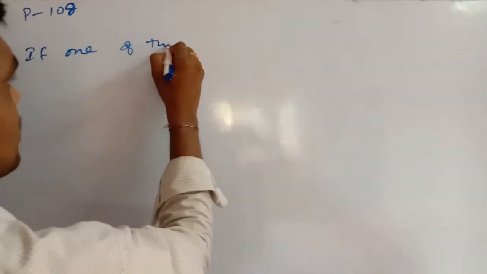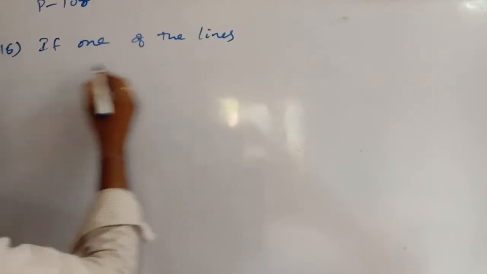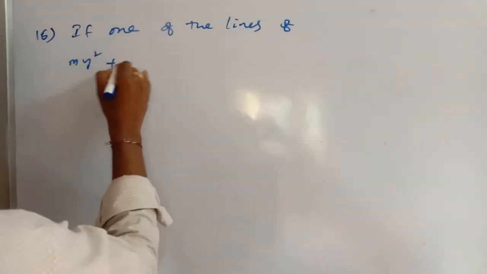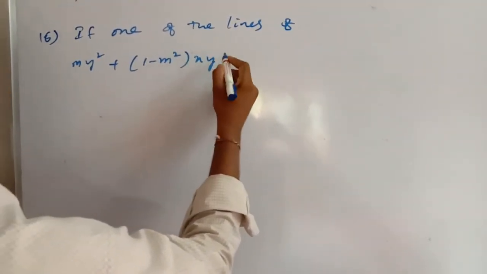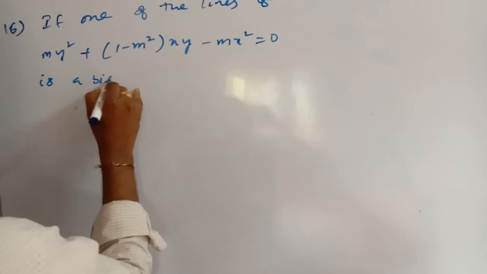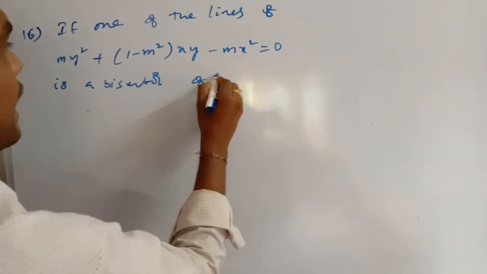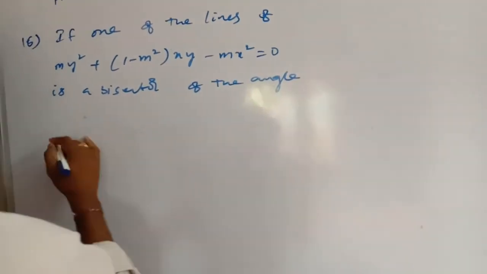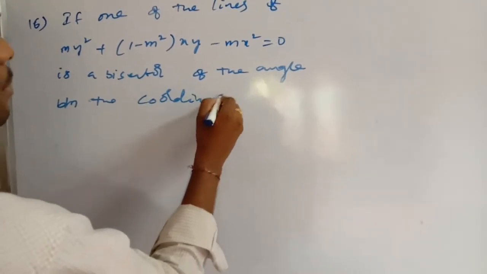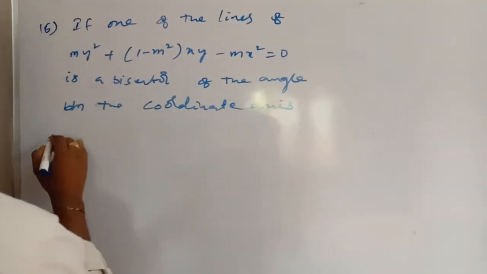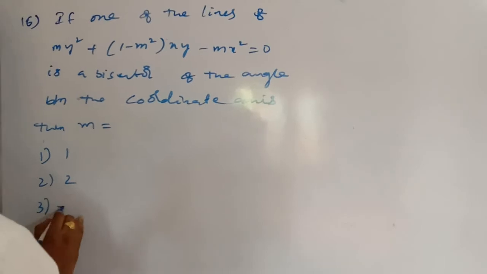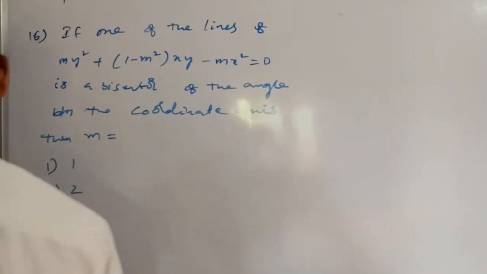If one of the lines of my square plus 1 minus m square into xy minus mx square is equal to 0 is a bisector of the angle between the coordinate axes, then m is equal to: first one is 1, second one is 2, third one is minus 1 by 2, fourth one is minus 2.